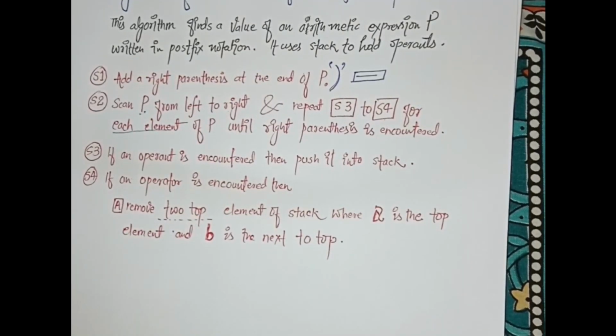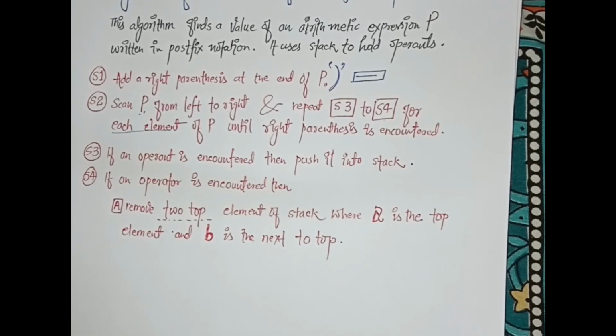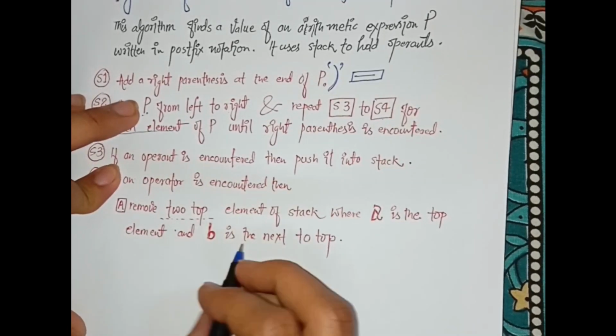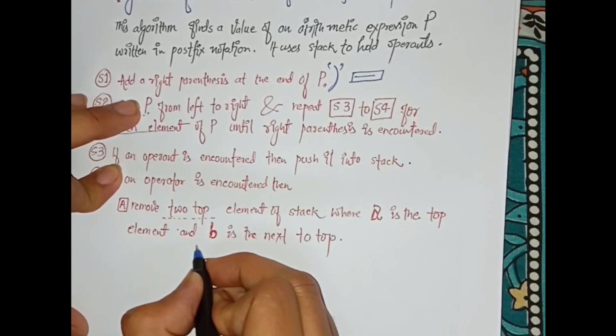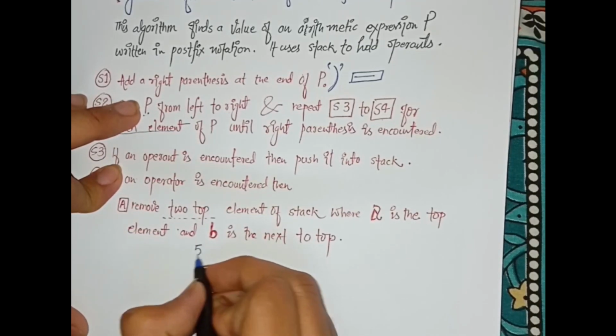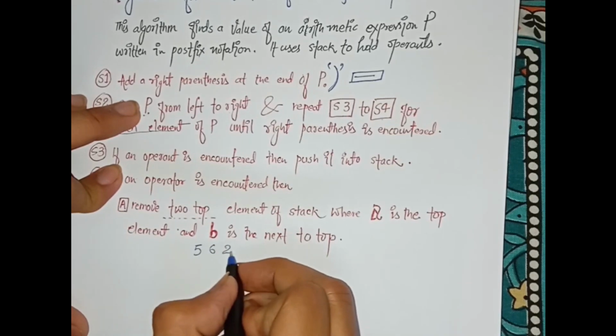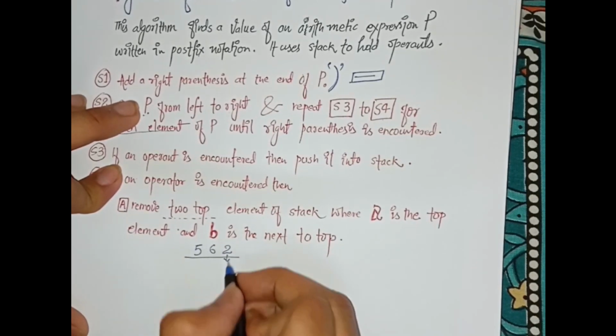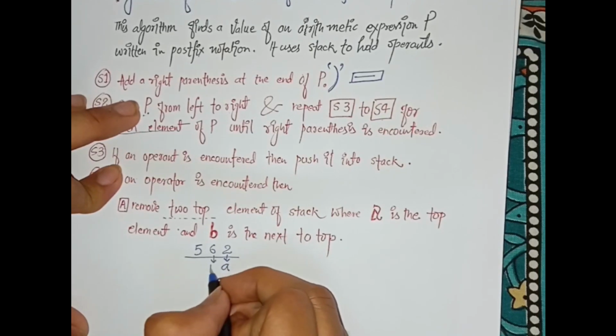Now, if there is an operand, then you have to simply push it into the stack. But what if there is an operator? Then the very first step is to remove the top two elements of the stack, where A is the top element and B is the next to top. Let's see what A and B are here. Suppose in the stack we have the elements 5, 6 and 2. So here 2 will be A and 6 will be B.